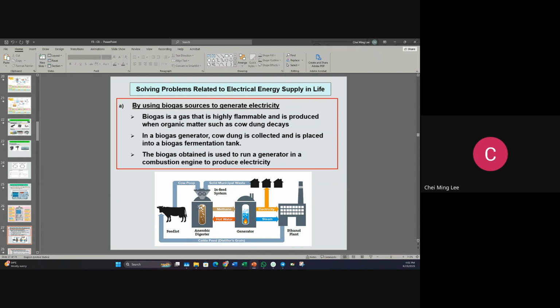Alternatively, the gas will be used to boil water. The boiled water becomes water vapor and spins the generator, and after the generator rotates, it starts to generate electricity.